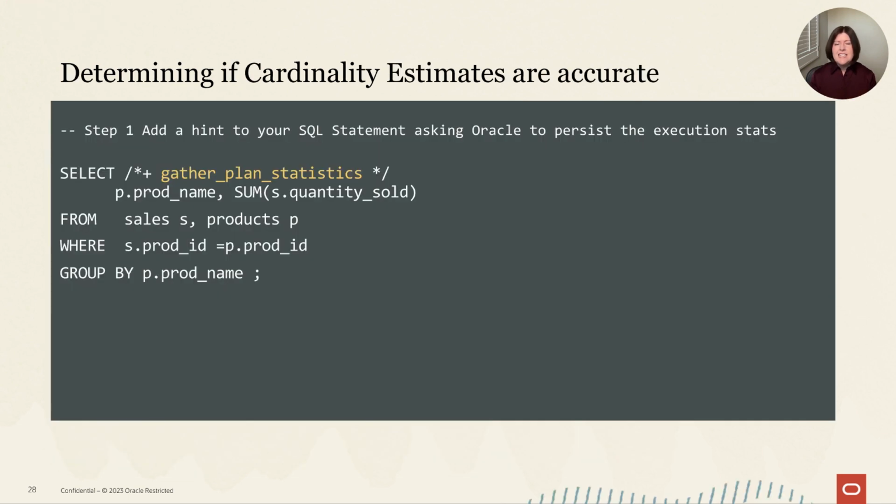Well, you can add an additional hint to your SQL statement called gather plan stats. What that's going to do is ask Oracle to persist the execution statistics it's going to see when that query executes, and it's going to put those execution stats into the cursor inside the shared pool. That way we can go back and look at what actually happened during the execution and compare it to what the optimizer thought was going to happen. So how do you do that? As I said, you're going to add the gather plan stats hint to your SQL statement.